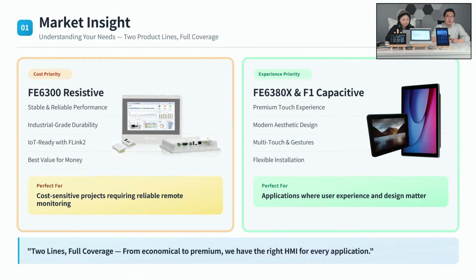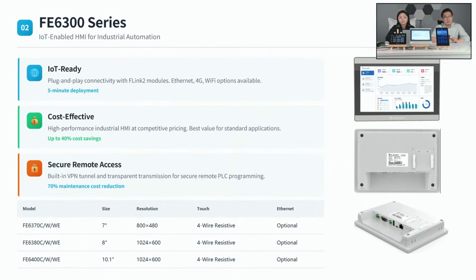Okay, now let's get into some technical details about this product. The first one is the FE6300 series. Actually, this is our company's most popular and most stable HMI. And the most important thing about this product is it is integrated with IoT function. IoT function is very popular in the overseas market. We can see in the back of the HMI, actually it integrates our IoT module. I will introduce the IoT module details later.